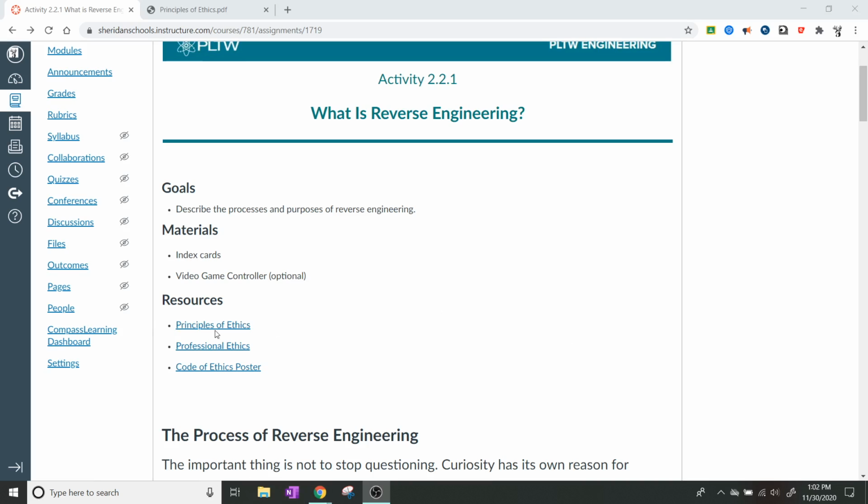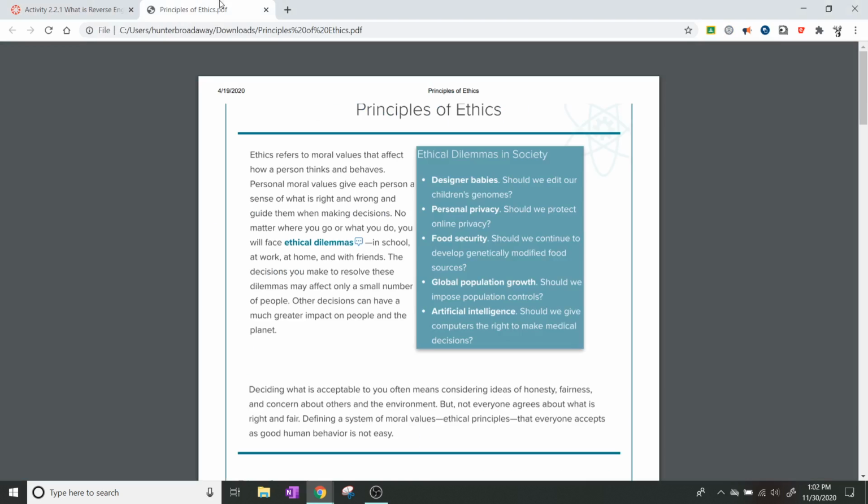So we're going to spend a little bit of time on this, because I know I have a lot of students who don't really know what ethics are in principle. They've heard the word before, but if I were to ask somebody, "Hey, what's ethics?" they would just be like, "I'm not really sure." So, ethics are these types of values, and these values affect how a person thinks and behaves.